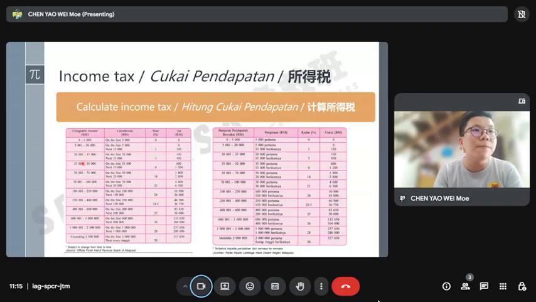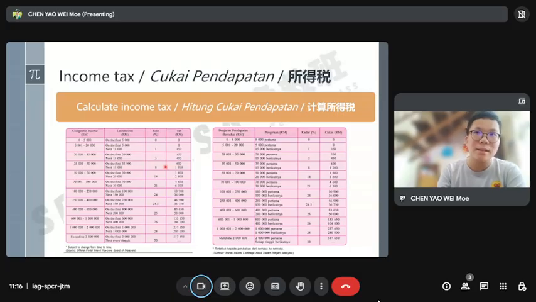So on the first 35,000, your first tax is 600 ringgit. Your next balance is calculated by subtracting 35,000 from your chargeable income of 40,000. The remaining balance will be multiplied by the rate, and the answer is your second tax.